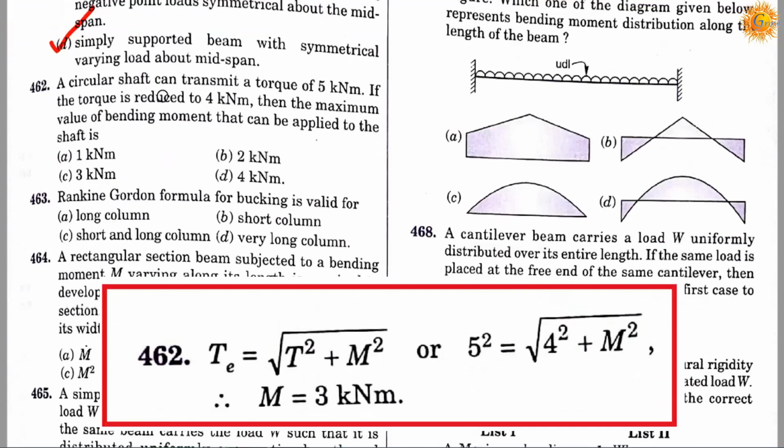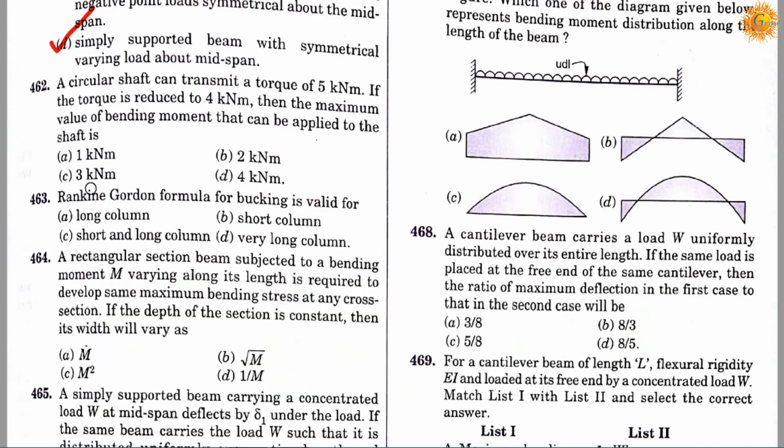Question number 462. A circular shaft can transmit a torque of 5 kN meter. If the torque is reduced to 4 kN meter, then the maximum value of bending moment that can be applied to the shaft is option A 1 kN meter, option B 2 kN meter, option C 3 kN meter, and option D is 4 kN meter. Correct answer is C, it will be 3 kN meter.